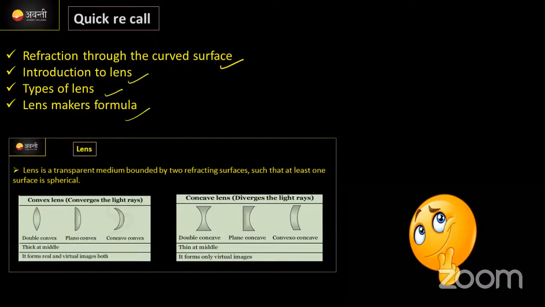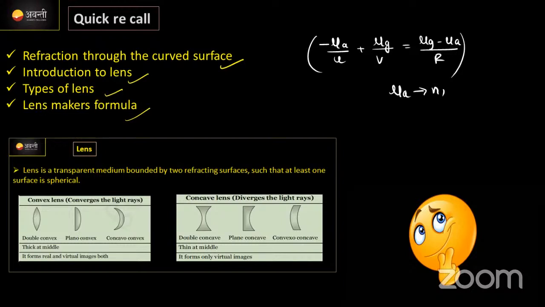Correct? Refraction through the curved surface, we derived an equation, correct? Just remember: mu a divided by u plus mu g divided by v is equal to mu g minus mu a upon r. This is the equation which we already derived in that topic. I told you guys, instead of mu a you can write n1, and instead of mu g you can write n2. Both represent the same physical quantities here. This is for when the object is in the rarer medium.